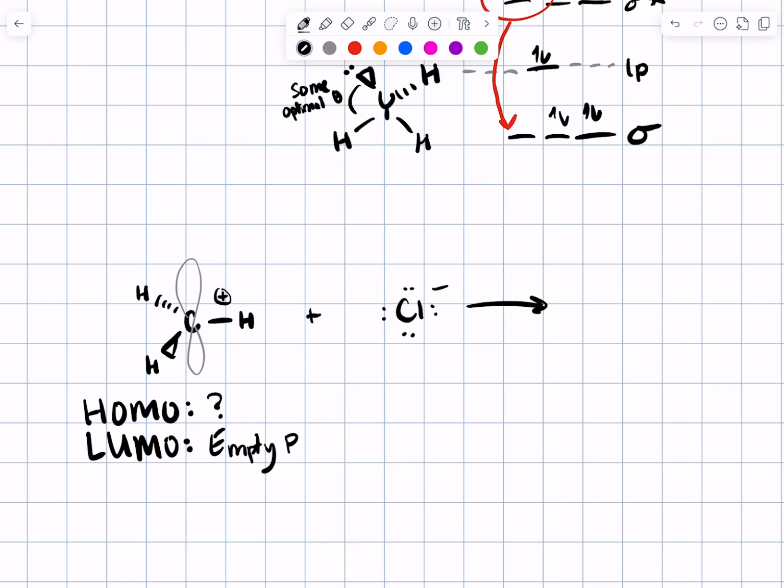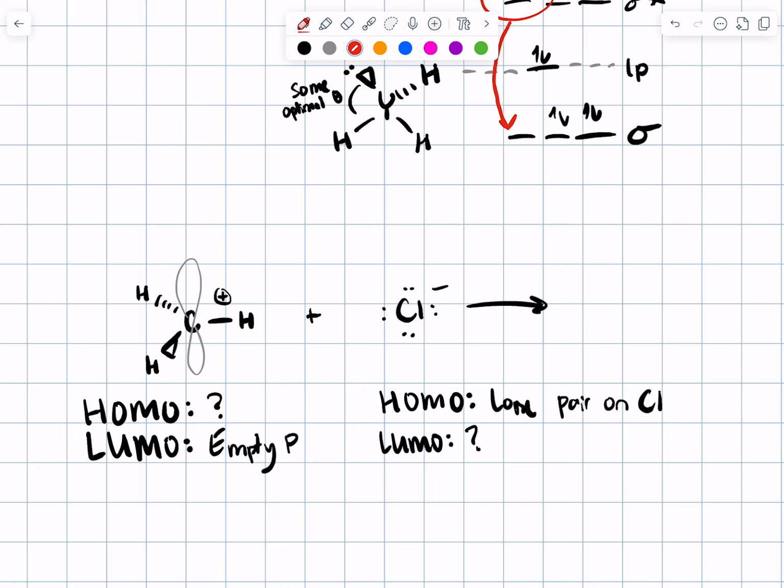Now looking at the chloride, once again, I'll look at my HOMO on my ranked list. I'm looking first for lone pairs, second for pi orbitals. And I see a lone pair on chlorine. And then my LUMO, I don't really see anything on my ranked list.